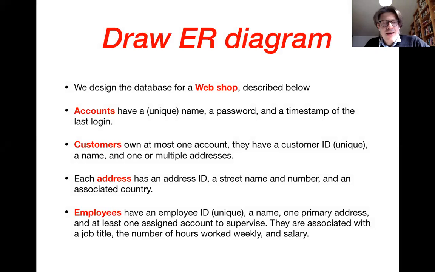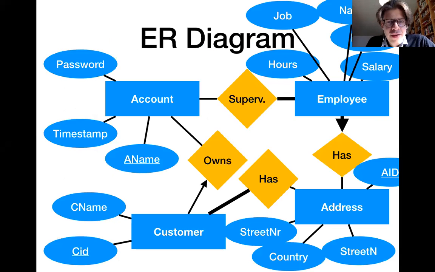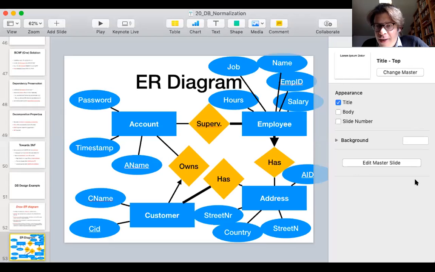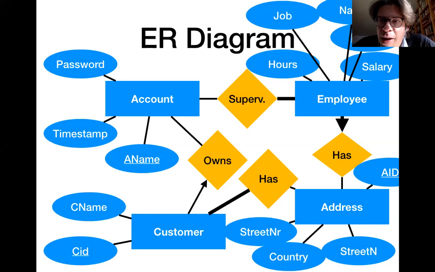All right, let's have a look at the solution. There's multiple possibilities, so this is only one of them. But what we're doing here is that we introduce entity types for accounts, employees, customers, and the address. They have the properties that are mentioned on the previous slide. Always important to mark up which of those properties have unique values. They are underlined in this representation. And we do have relationships connecting those entities.